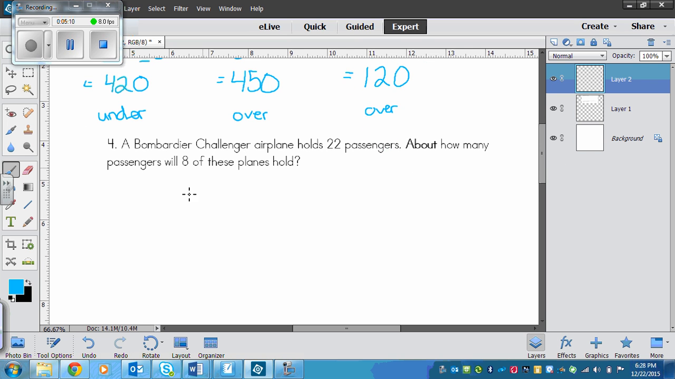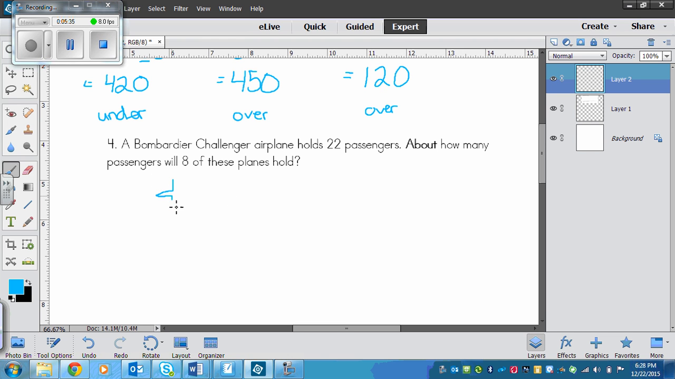Okay, and if you haven't done the problem yet, then please pause and do that now. And if you have done it, then let's do it together. We've got a Bombardier Challenger airplane holds 22 passengers. About how many passengers will eight of these planes hold? So think about this logically. We've got eight planes, and we can hold 22 on each.